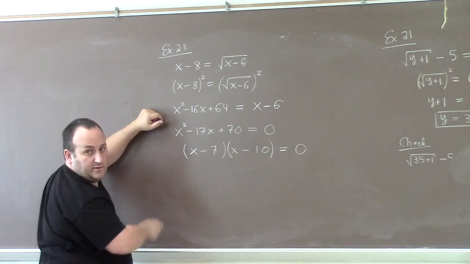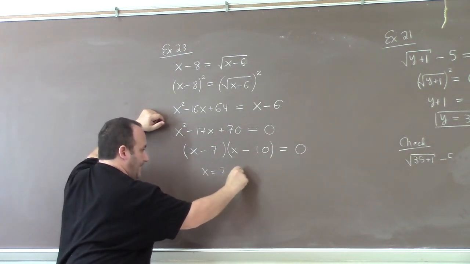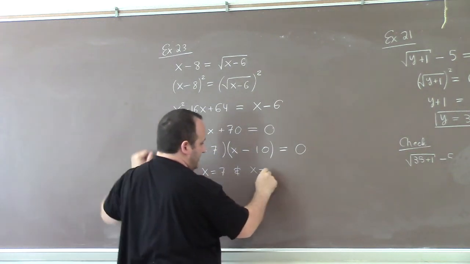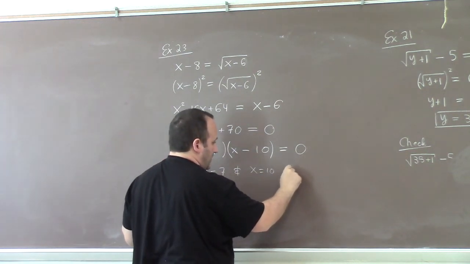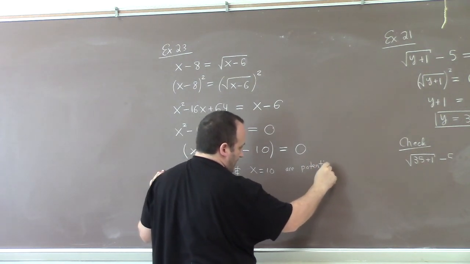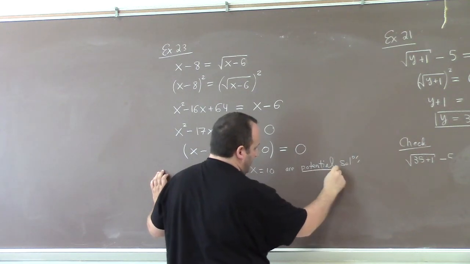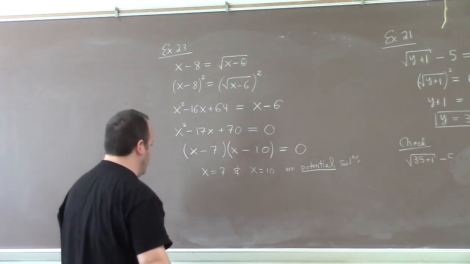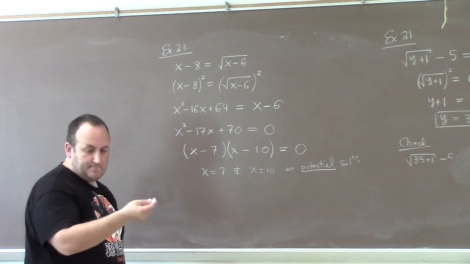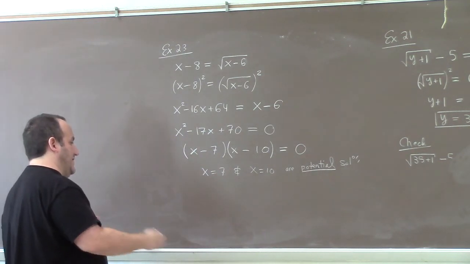All right, so what are the solutions then? x equals 7 and x equals 10 are what I would call potential solutions. I say potential because it may or may not be the case that one or both of these is extraneous. How do we figure out if they actually are a solution or not?